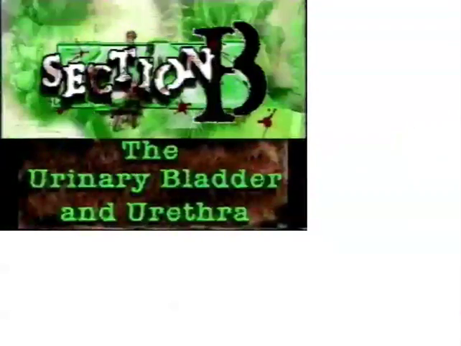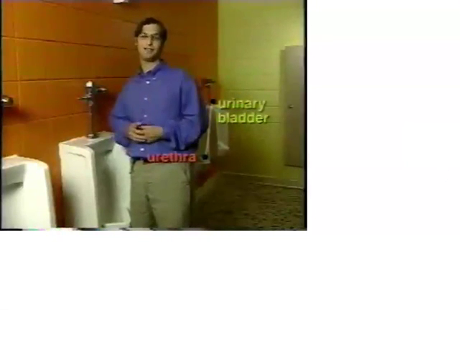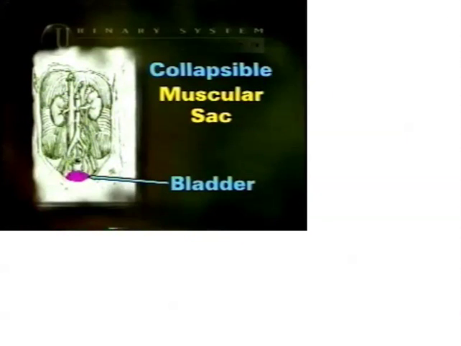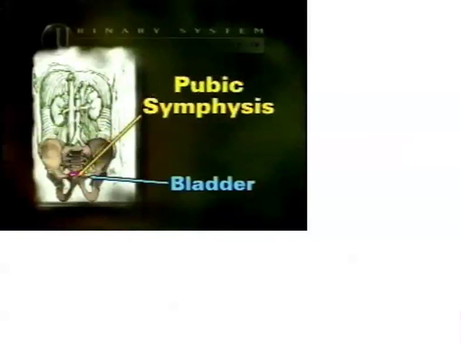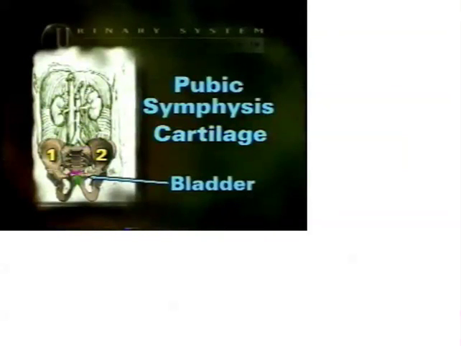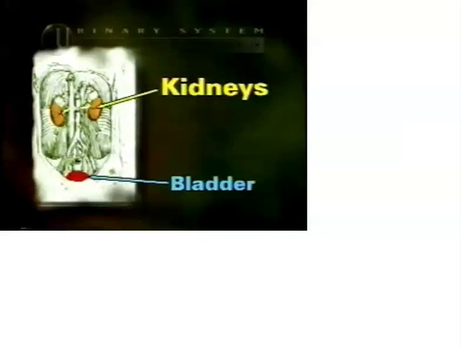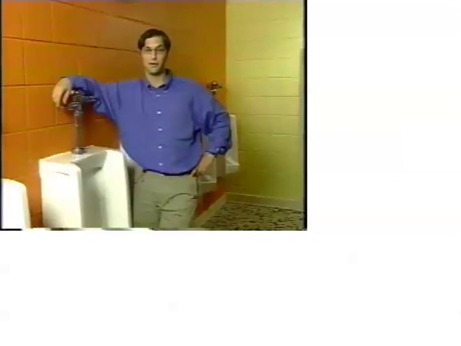Now, the kidneys are an important part of the urinary system, but the precious urine they create would have no place to go were it not for the worm-like ureters, the cavernous urinary bladder, and the muscular urethra. Section B, the urinary bladder and the urethra. The urinary bladder and the urethra are the last few rest stops for urine on that highway of relief. The bladder is a collapsible muscular sac that lies just behind and below the pubic symphysis. The pubic symphysis is the cartilage that connects the 2 sides of the pelvis. The bladder's prime job is to temporarily store the urine that's constantly being produced by the kidneys. The next adventure on the urine itinerary is the urethra.